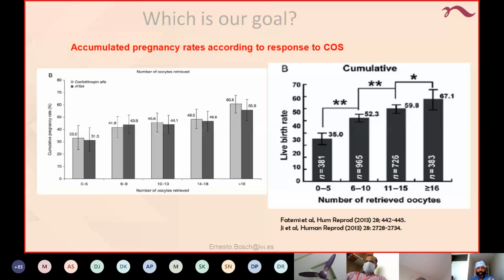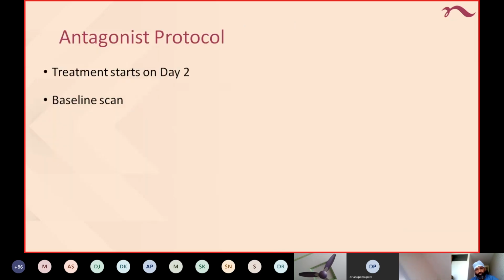So pregnancy rates will be higher when the follicles or eggs retrieved are more, because patients will ask, "So what, doctor, if I have less AMH or less follicular reserve, even if there is one egg, what is the problem?" So this is a problem. The statistics clearly show that if there is a smaller number of eggs, fewer follicles, less AMH, the pregnancy chances are going to be low, and live birth is going to be low. As per the data I'm showing you, the higher the number of eggs or follicles, the higher the pregnancy rates and live birth rate also.